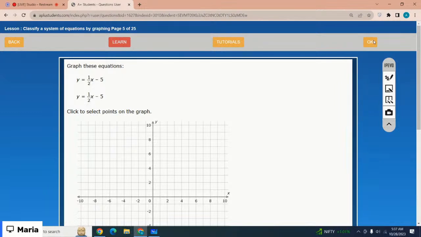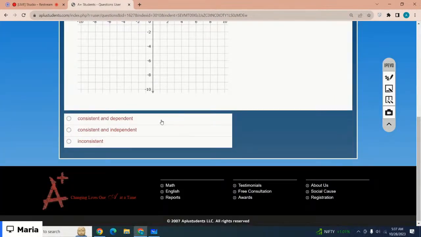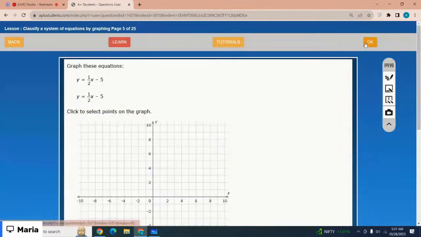You can plot the points, you can plot the graph exactly the same way like I did for the earlier questions, right? That means the system is consistent and dependent because both of the lines are exactly the same. They have infinitely many solutions. So the system is consistent and dependent. Got it?